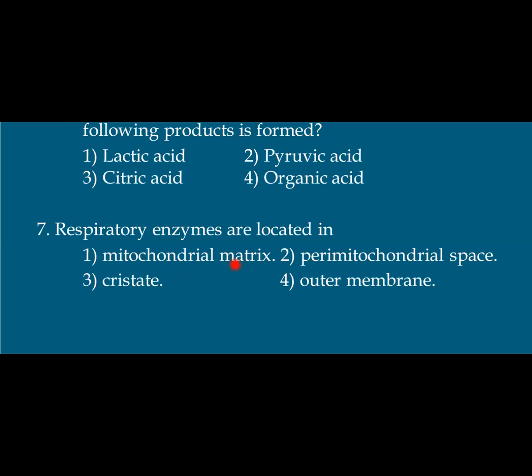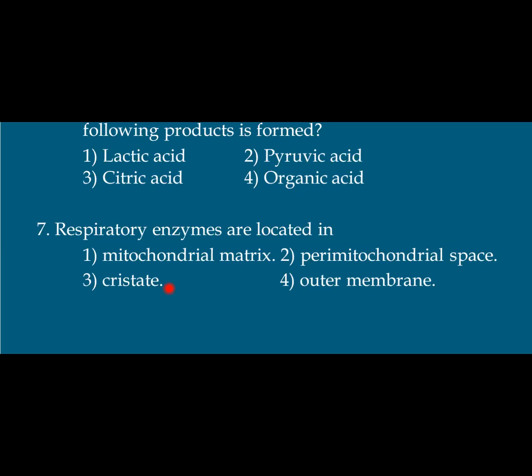You should always know that it is succinate dehydrogenase. Except that enzyme, all enzymes are found in the mitochondrial matrix. So you have to go for option number 1, mitochondrial matrix. The perimitochondrial space is not the answer here because we have no enzymes for respiration there.